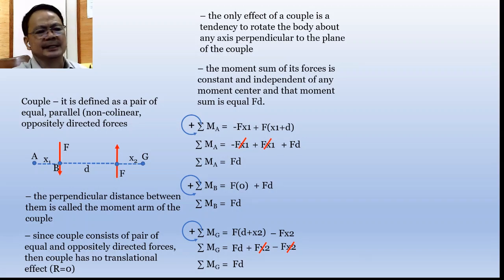So this is an example, an explanation of that property of the couple, such that the couple has a moment sum equal to a constant, which is equal to the product of the force multiplied by the moment arm between the two forces. And this is independent of any moment center, meaning you can take the summation of moment about any point and you'll be getting the same value as the product of F multiplied by D.